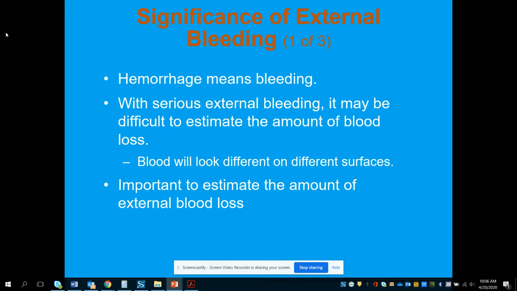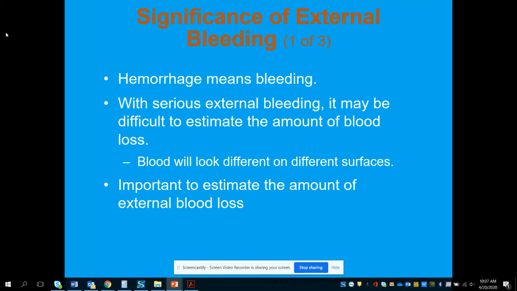So we talk about hemorrhage control. It is the same with bleeding. So with serious external bleeding, it may be difficult to estimate the amount of blood loss because it looks different on different surfaces. So you don't have to give an exact amount, but you're going to be looking for a ballpark range of how much blood you estimate has been lost based off of what you see.